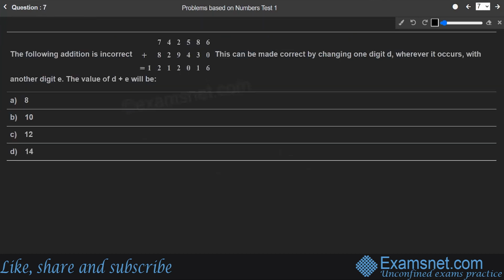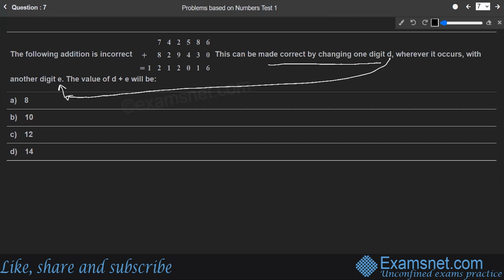Now, the following addition is incorrect. There is an addition given here. This can be made correct by changing one digit D. So this can be corrected by just changing the digit D wherever it occurs, to another digit E. So the digit D is to be replaced by digit E. Then they are asking what will be D plus E.